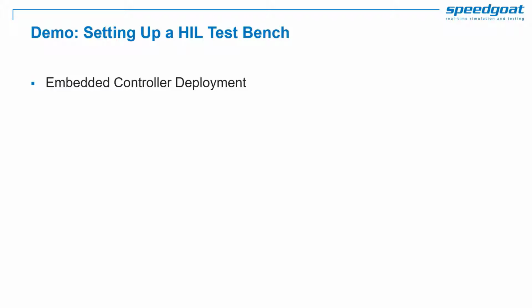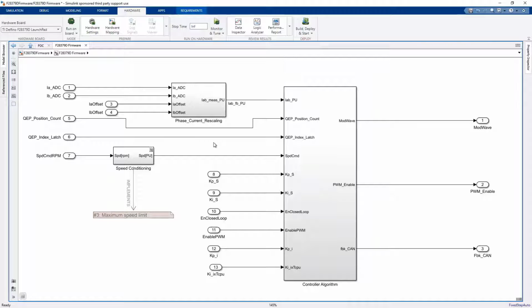Let's see how to deploy the control algorithm to the embedded controller. Here is our controller algorithm in Simulink. It is a field-oriented controller that will take the speed command from the CAN bus, the position feedback from the quadrature encoder signals, and the currents from the analog to digital converters of the Launchpad.